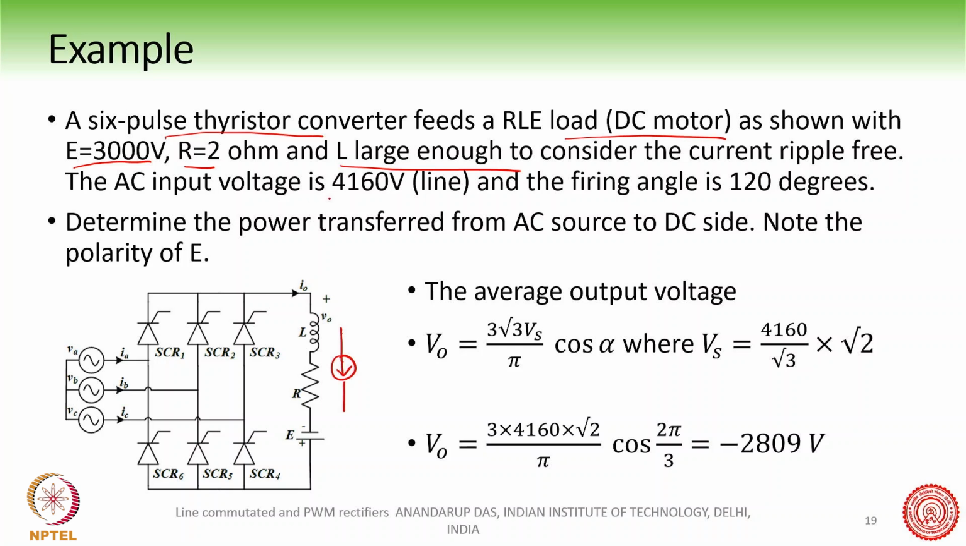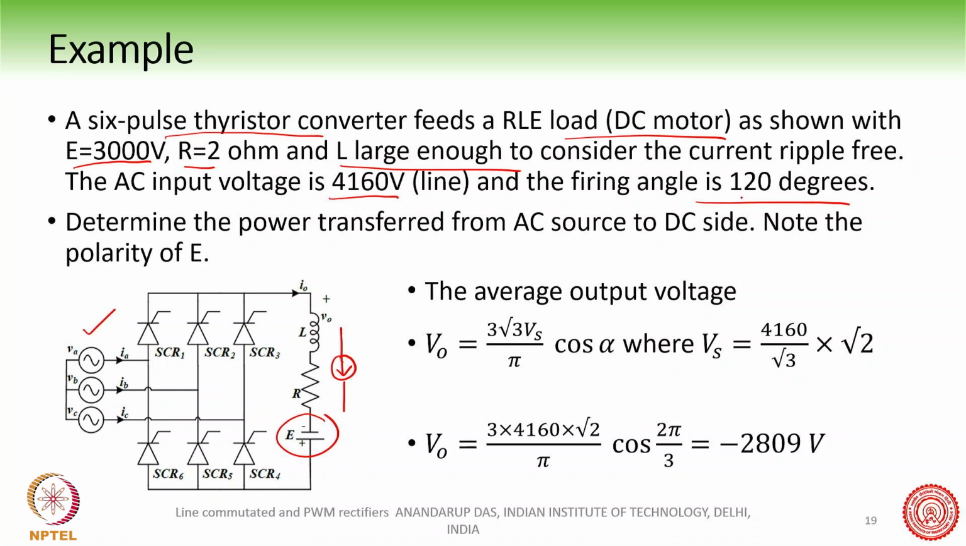The AC input voltage is 4160 volt, and the firing angle is 120 degrees. Determine the power transferred from the AC source to the DC side. Note the polarity of E. So here you see what is the polarity of E.